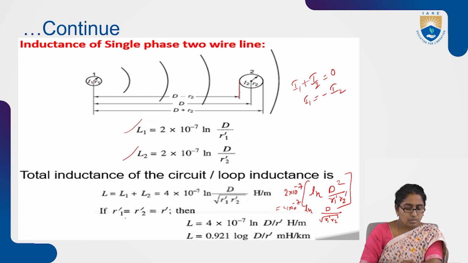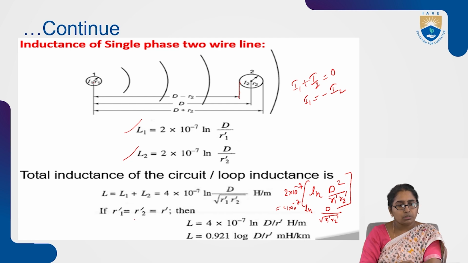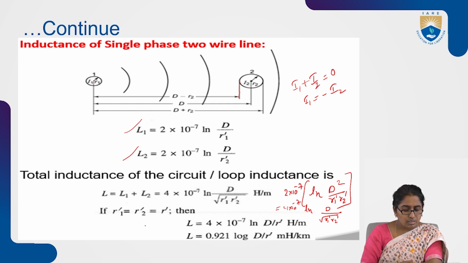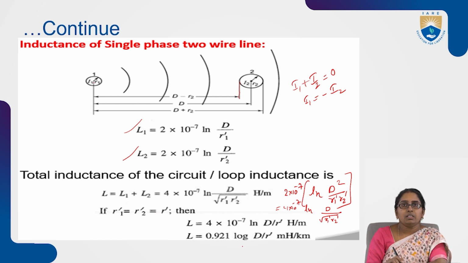So now if the radii of the two conductors are the same, then it will take it as r dash. Then the final expression for the single phase transmission line is 4 into 10 power minus 7 log of capital D by R dash, where R dash is 0.7788 into R, Henries per meter. As I mentioned this expression previously also, the same expression.